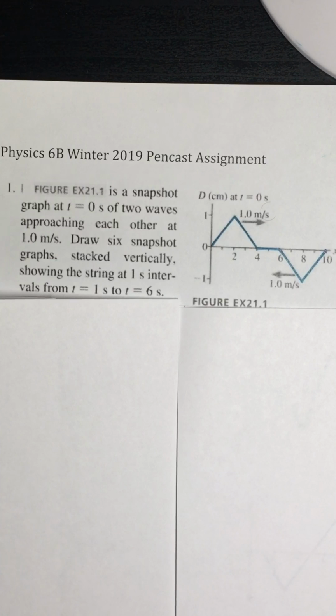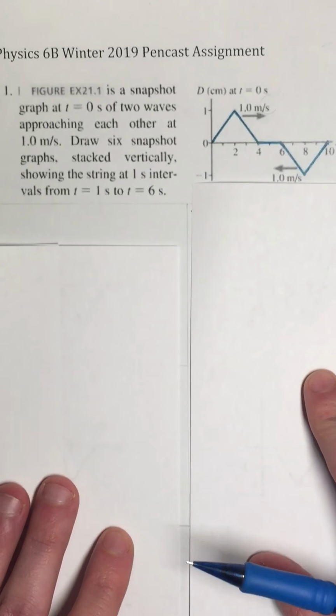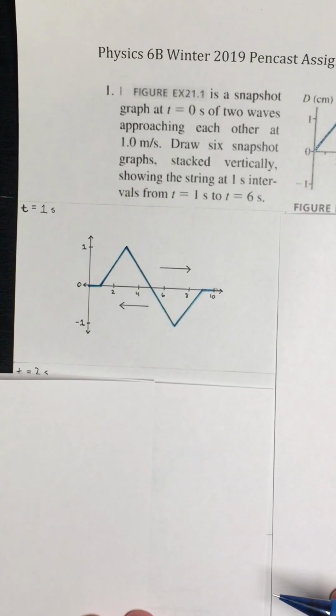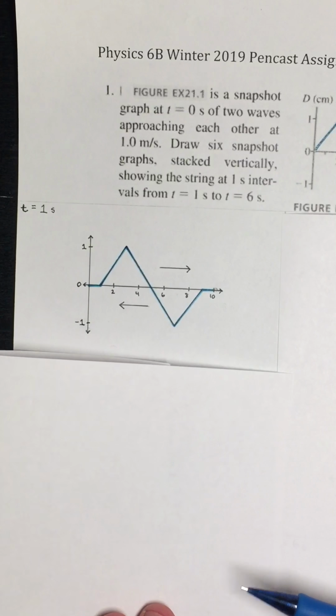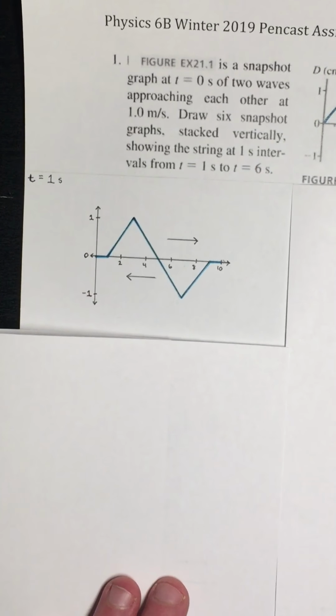So for the first snapshot graph of time equals 1 second, you have the same dimensions, and because it's moving at 1 meter per second, it's only moved up 1 position on each respective side. You can note that the wave is still traveling in the same direction.